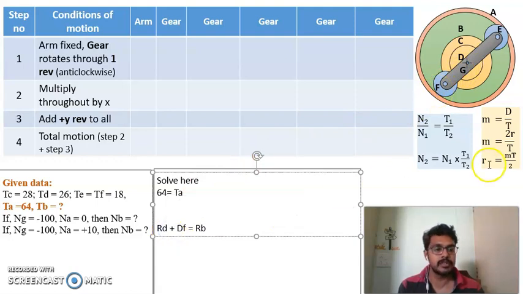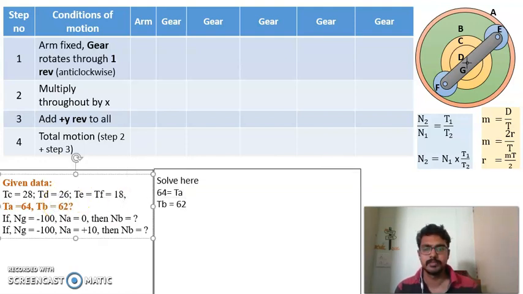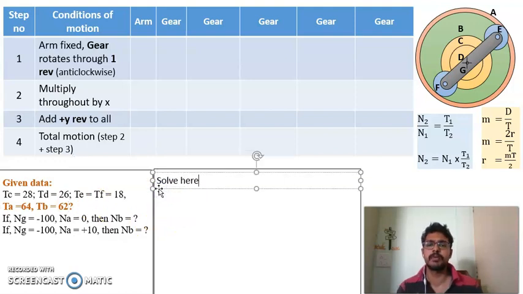Now making use of the same equation where radius is equal to modulo the number of teeth by 2, we will finally get the number of teeth on gear B is equal to 62. So we will make a note here. So this is it. This is the first part.